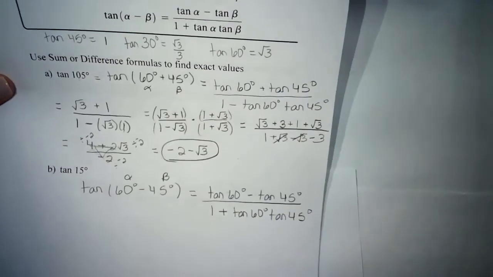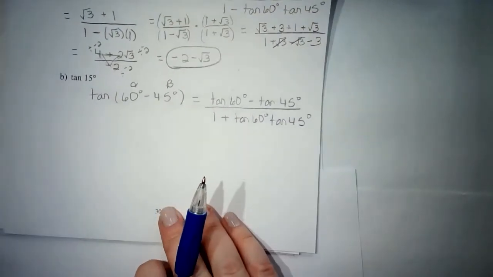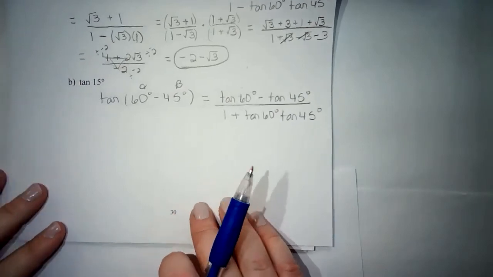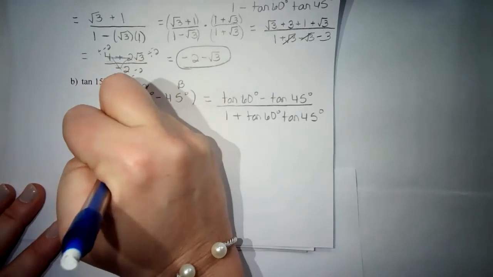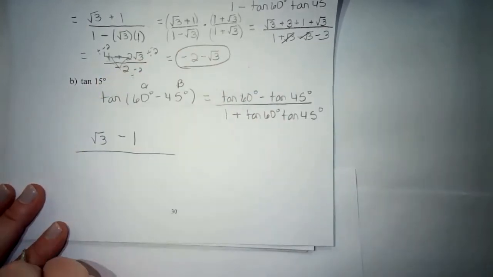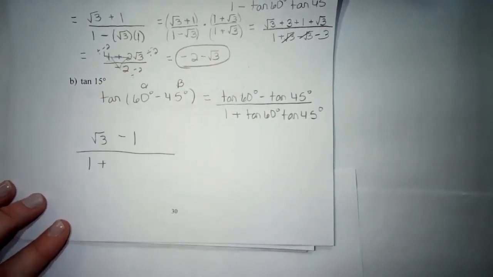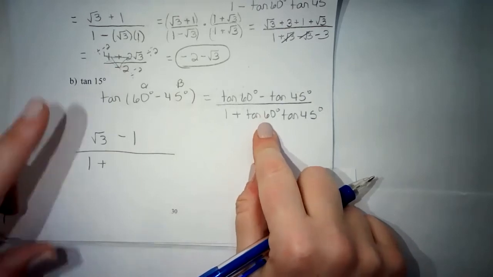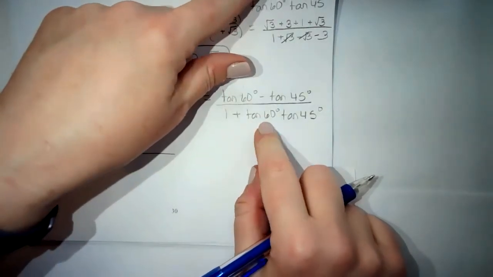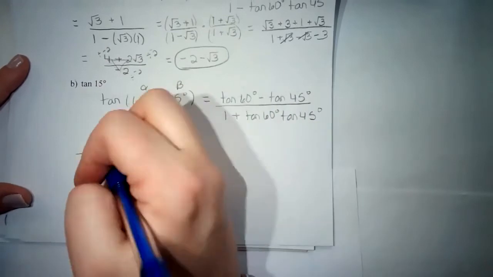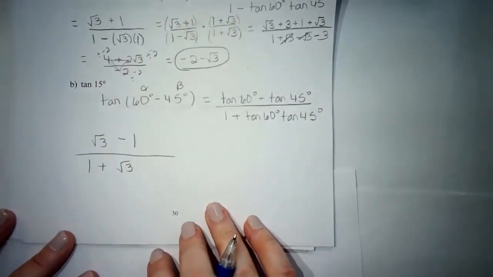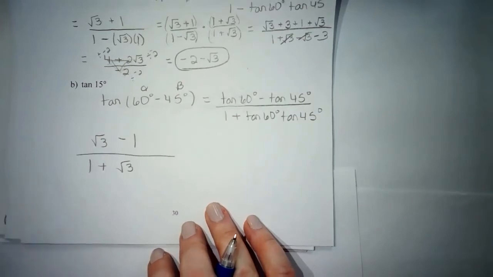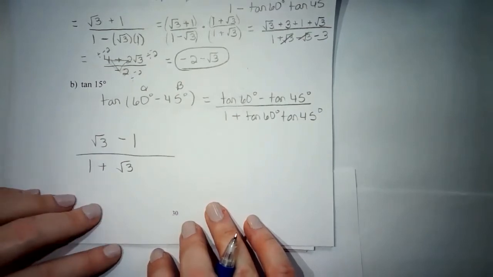It's going to be pretty similar. It's just going to be like one sign off. So, okay, here we go. Tan of 60 is root of 3 minus tan of 45 is 1. Here's 1 plus tan of 60 is root of 3, tan of 45 is 1. We're kind of right back where we were. See that? We're so close, but there's nothing you can do.